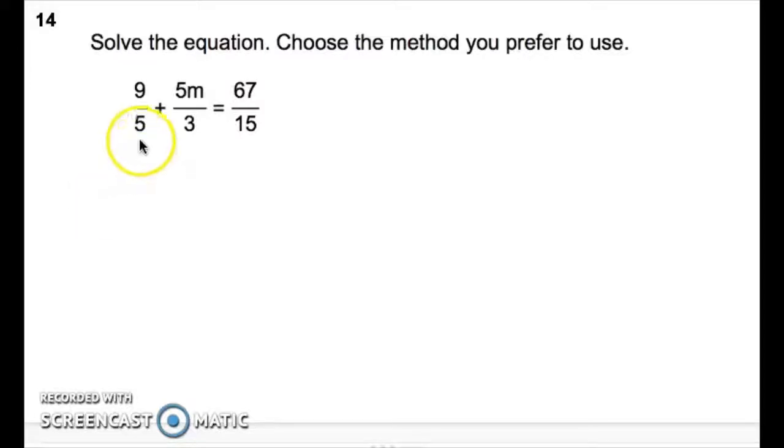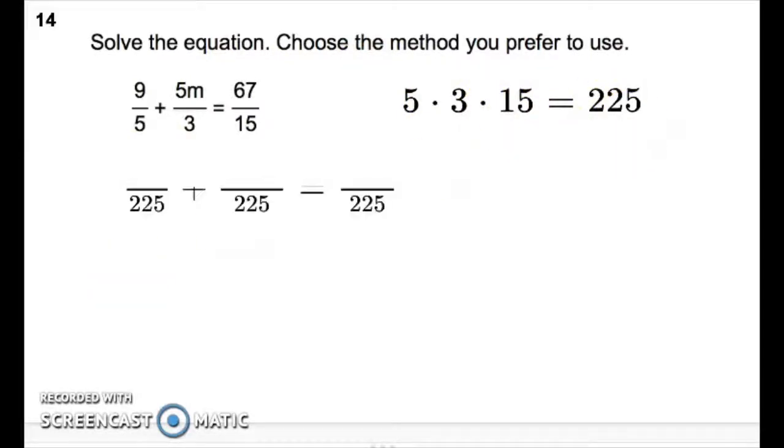Now in this one, each term is a fraction, but they all have different denominators. So what I like to do is make all the denominators the same. If you're having a harder time trying to find the least common denominator, simply multiply all the denominators together and use that number as your denominator. It doesn't have to be the least common denominator. So multiply these three together. 5 times 3 times 15 gives you 225. So we're going to make all the denominators 225.